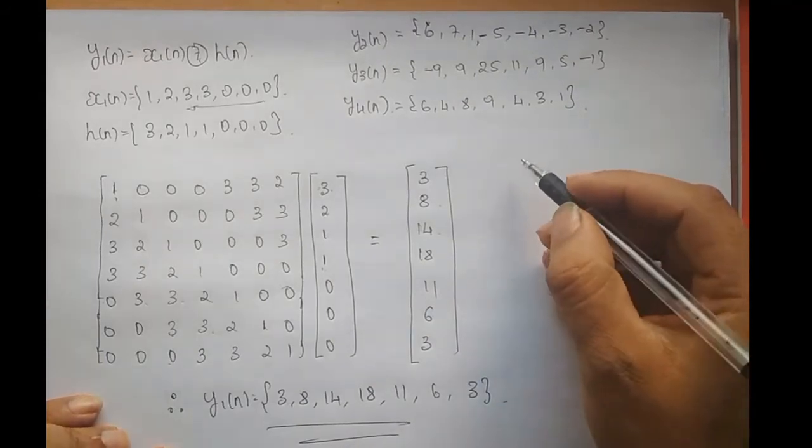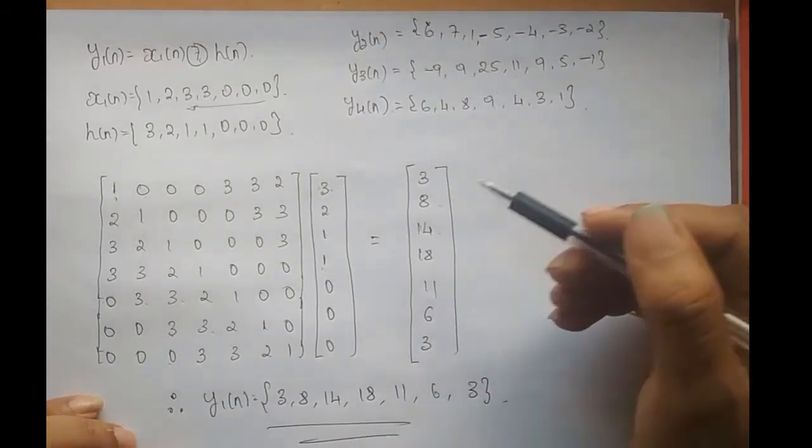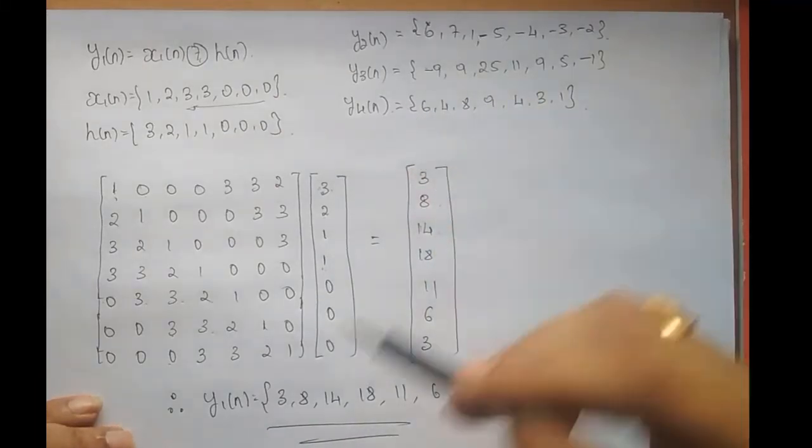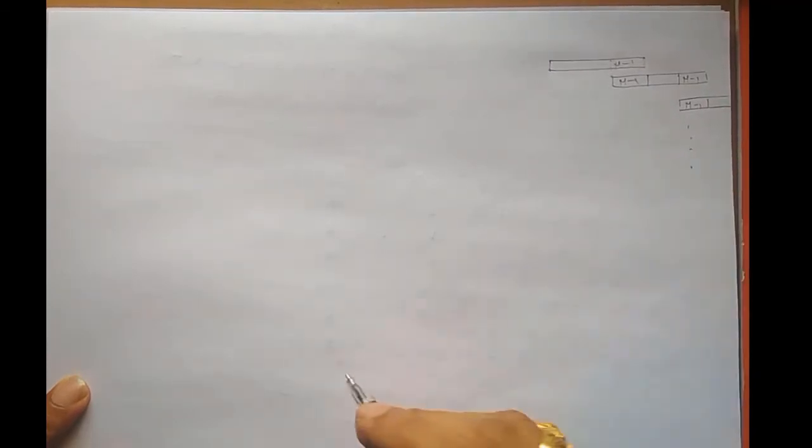Now what is the final output? Final output is nothing but this is overlap add method. So I have to overlap these y1, y2, y3 and I have to add the samples. How do we do that? So it's basically this is y1 of n. So first last m minus 1 sample of y1 of n has to be added with first m minus 1 sample of y2 of n, and again last m minus 1 sample of y2 of n is added with first m minus 1 sample of y3 of n, and this goes on, right?